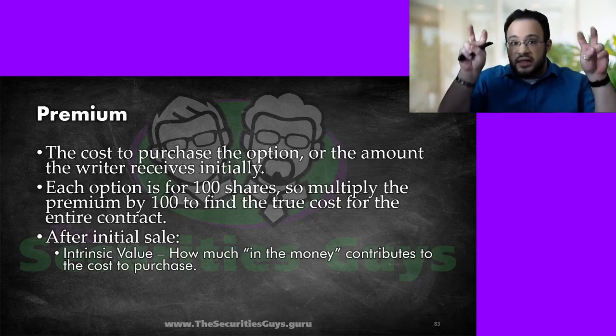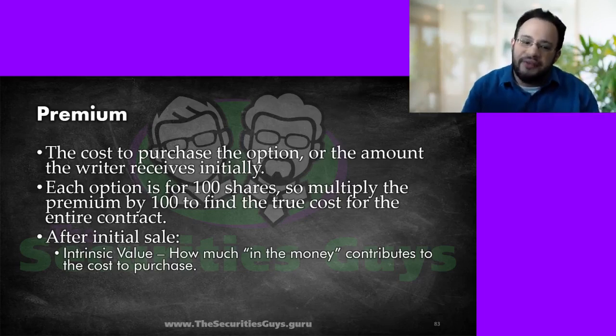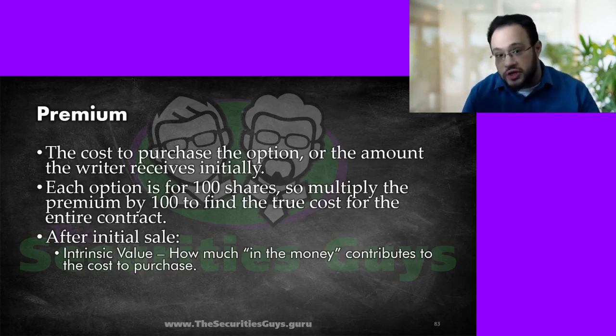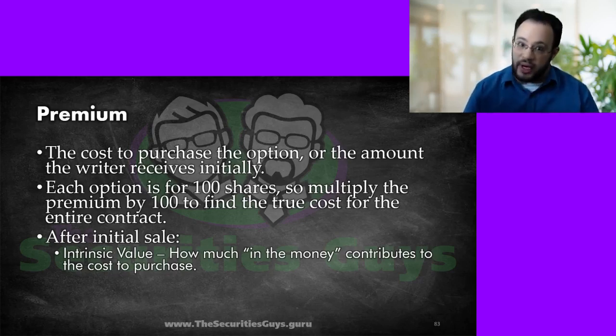How much in the money? How much is it worth if you used it today? How much is that worth? That's the intrinsic value. Now, if I was betting it was going to go above 50 and the stock's at 45, there is no intrinsic value. Then it's called out of the money. We're going to get to in and out of the money again in a few slides here. But that's not the only thing.